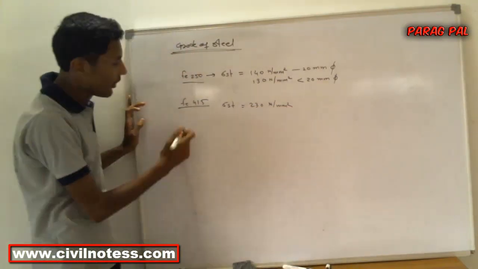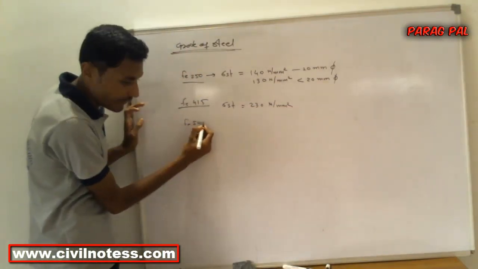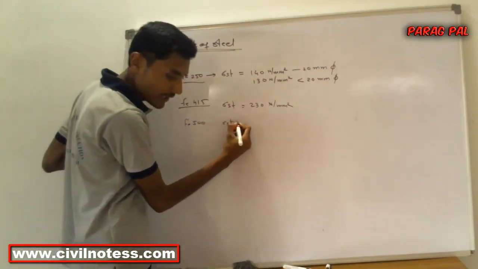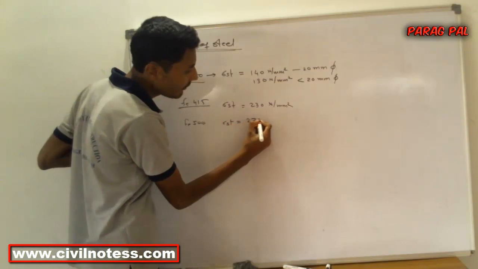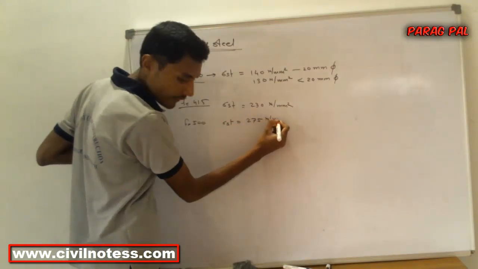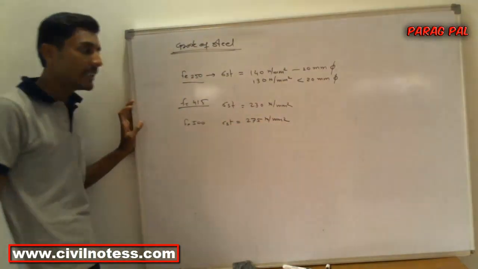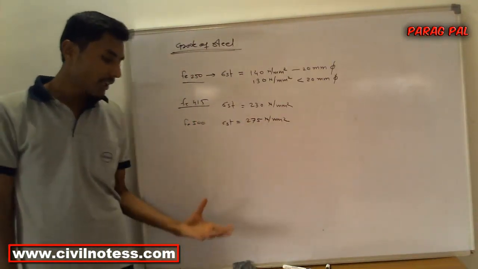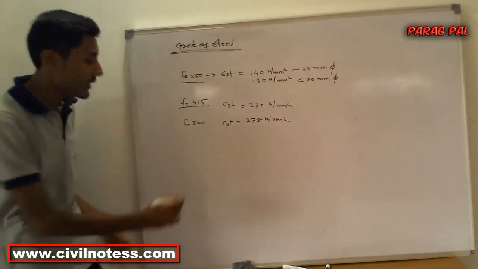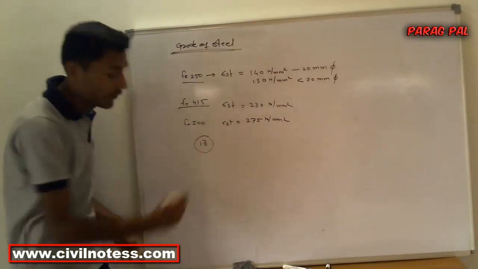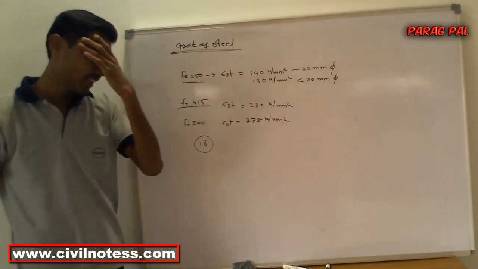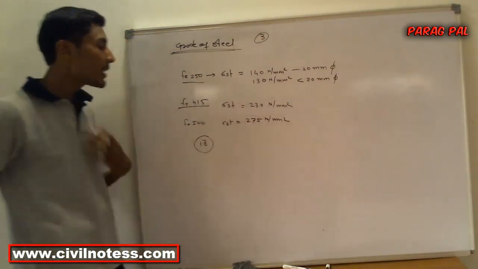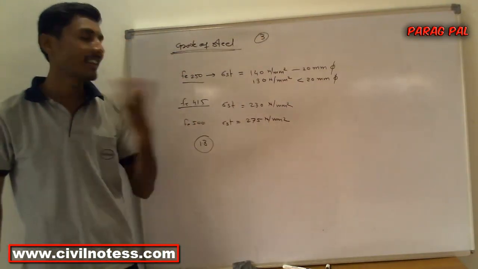Now for Fe 500, which is also called a torque steel, the sigma st for this is 275 Newton per mm square. So these are the things used as the grade of steel, and the factor of safety for the steel is taken as 1.5, and the factor of safety for concrete is taken as nearby 3. Okay, so these are the two really very important things, and the rest of the things.